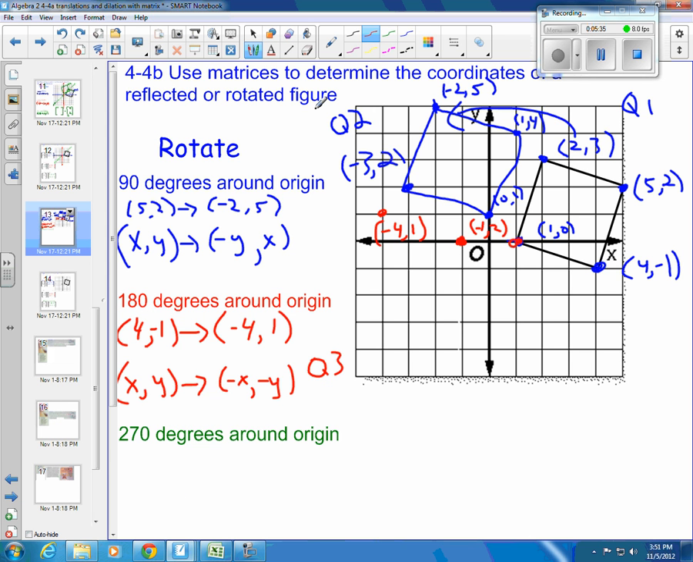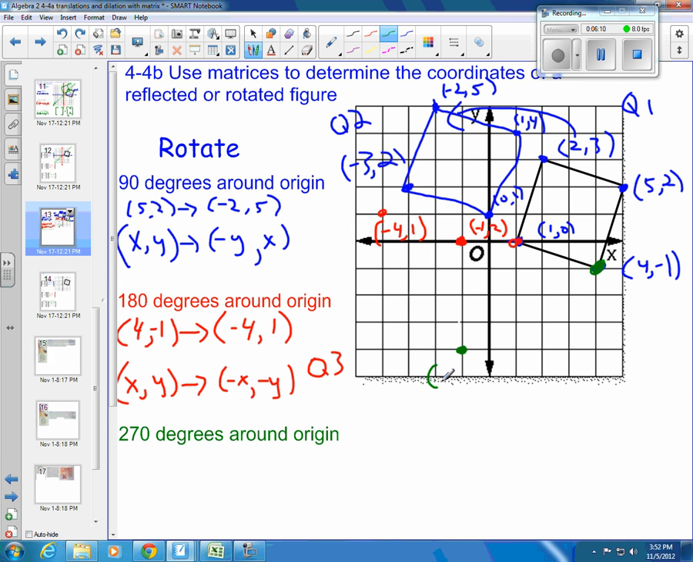And then we can look at 270 degrees. So 270 degrees would take me from this first quadrant. Here's 90, here's 180. 270 is going to take me all the way back to here, which is the same thing as going 90 degrees in the other direction, by the way, if you haven't figured that out. So let's look at this point 4, negative 1. If I go all the way around, it's going to be at negative 1, 4.